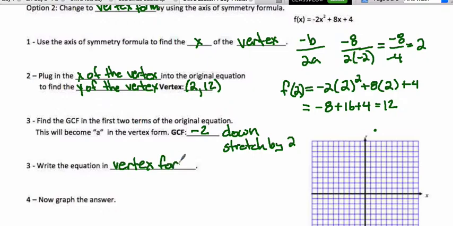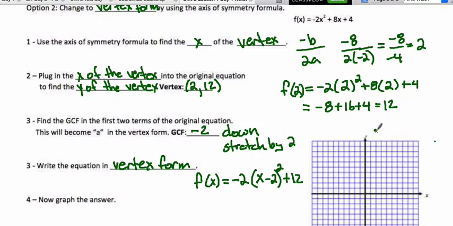You can write the equation in vertex form, if need be, and then you can graph it. So vertex form of this guy then would be f of x equals, the GCF is -2. The vertex is right here, so x minus 2 plus 12. Okay, one little catch here, I am missing something. This does need to be squared, otherwise it's not a quadratic. Okay, so now let's graph the answer.